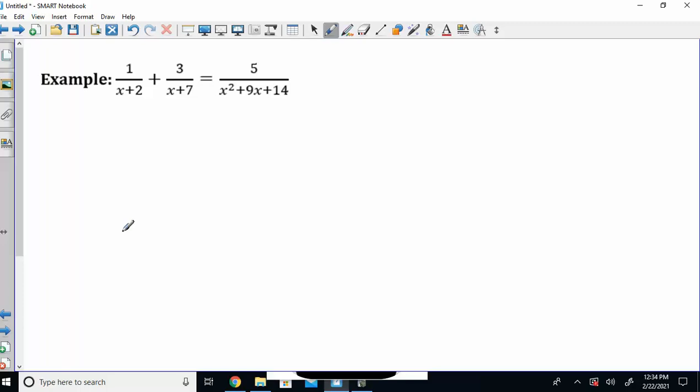What do I do first? Get rid of the fractions. What would help me get rid of those fractions? You can do box method. Yes. You like that? The box method. X plus 2, we can't do anything with that. X plus 7, I can't do anything with that. But this one we can do box method.